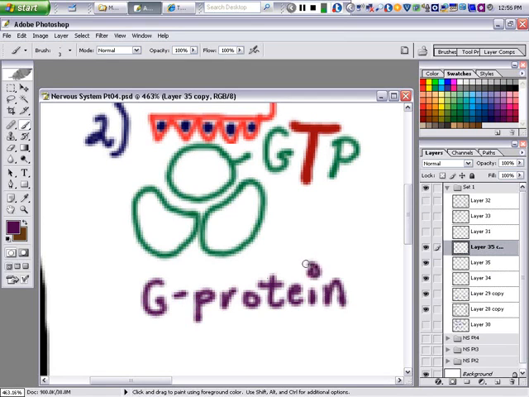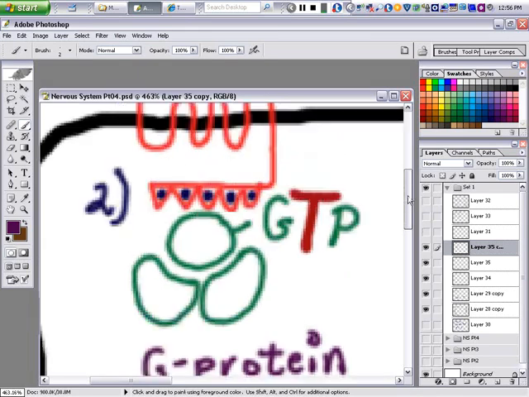G proteins are super duper important in signal transduction, and we'll talk about G proteins a lot. G proteins have 3 parts to them, 3 subunits, and the names are going to be really simple.